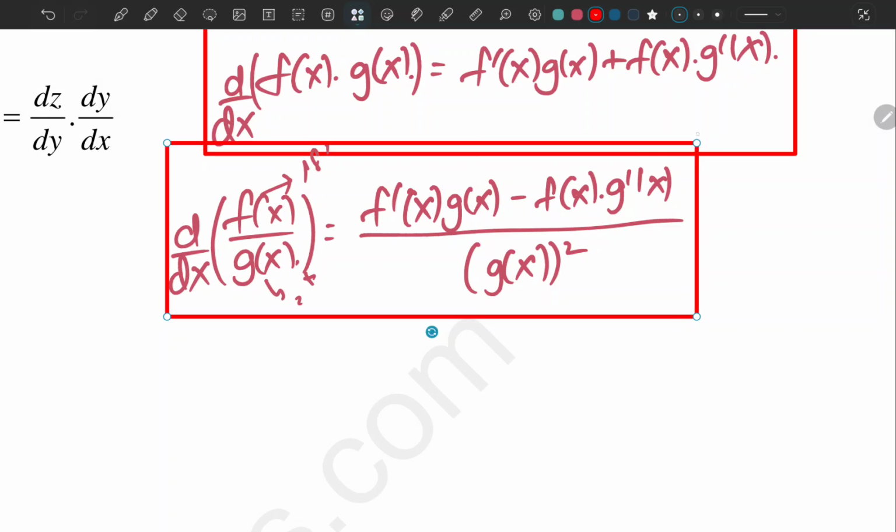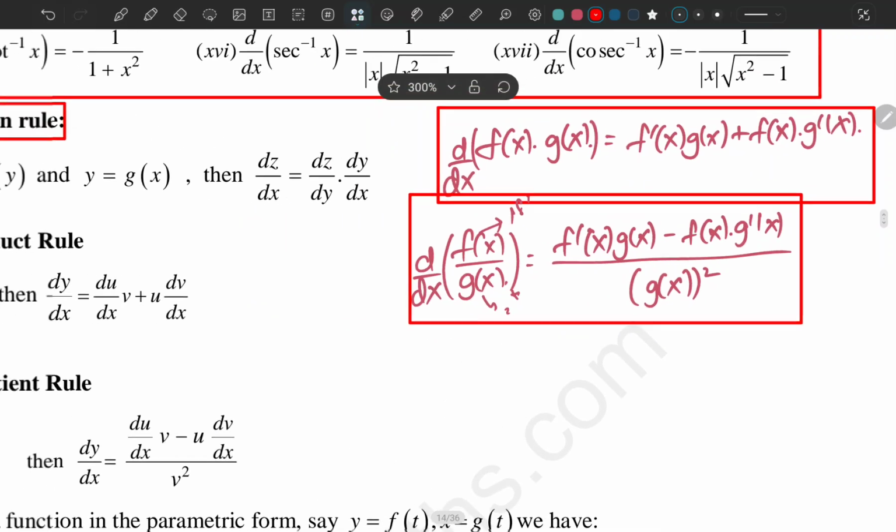These two things are very important, and maybe you're going to see some questions on this, it's sure.